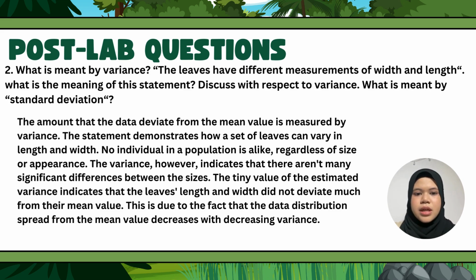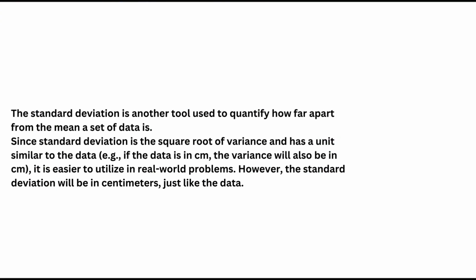So the answer is that the amount that the data deviate from the mean value is measured by variance. The statement demonstrates how a set of leaves can vary in length and width. No individual in a population is alike, regardless of size or variance. The variance, however, indicates that there aren't many significant differences between the sizes. So the tiny value of the estimated variance indicates that the leaves' length and width did not deviate much from their mean values. This is because the data distribution spread from the mean value decreases with decreasing variance.